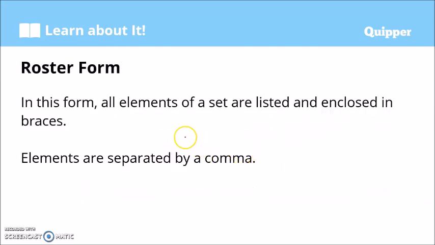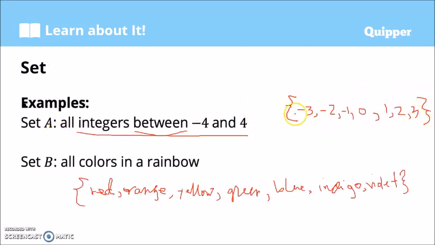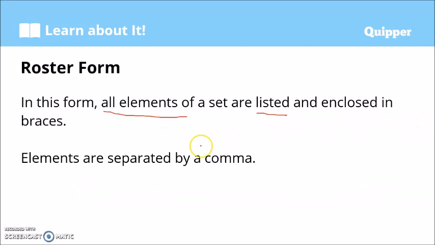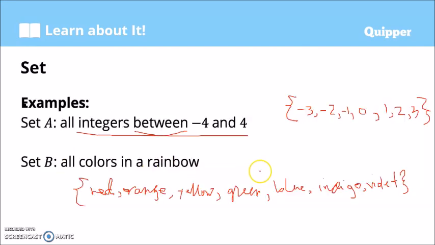Okay? So, we write sets in different forms. One of the forms would be the roster form. Or, it is also known as the listing method. Listing method because in this form, all elements of a set are listed and enclosed in braces. So, yung ginawa natin kanina, this is actually how we write the elements of a set. This is a form of roster method or listing method. Elements are separated by a comma.